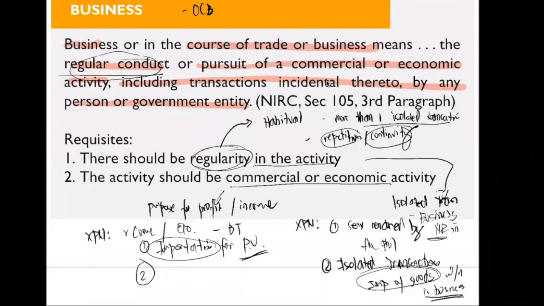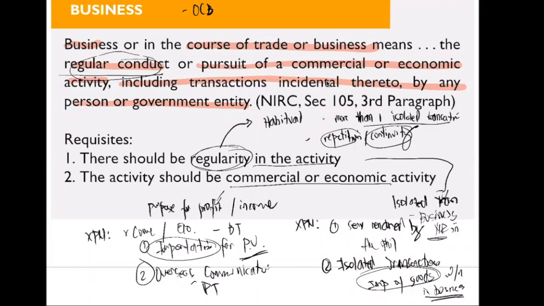Another is overseas communication. Overseas communication under the law is subject to percentage tax. Why do we say that overseas communication is an exemption to this rule? Because with overseas communication, whether or not it is for commercial or economic activity, so long as there is an overseas communication, it is subject to business tax, and that is percentage tax.